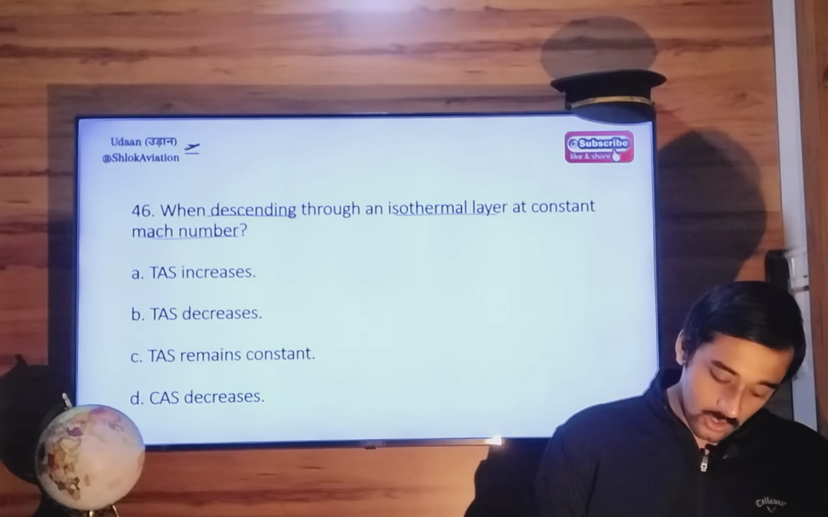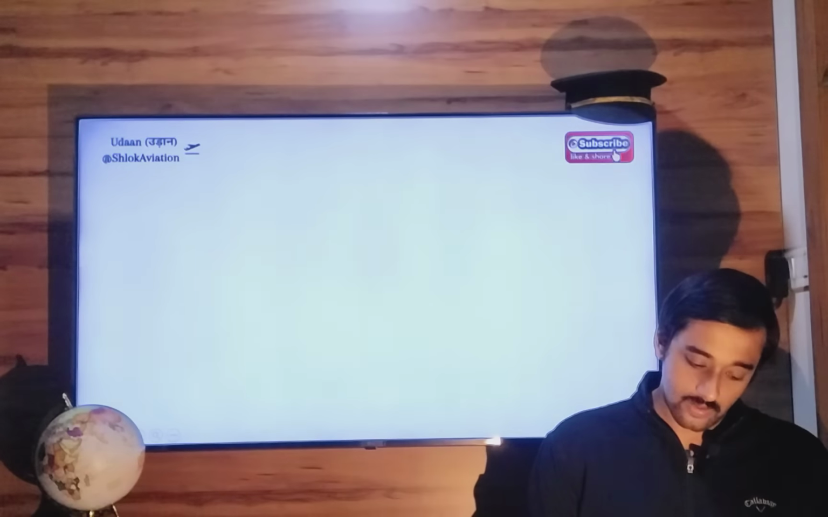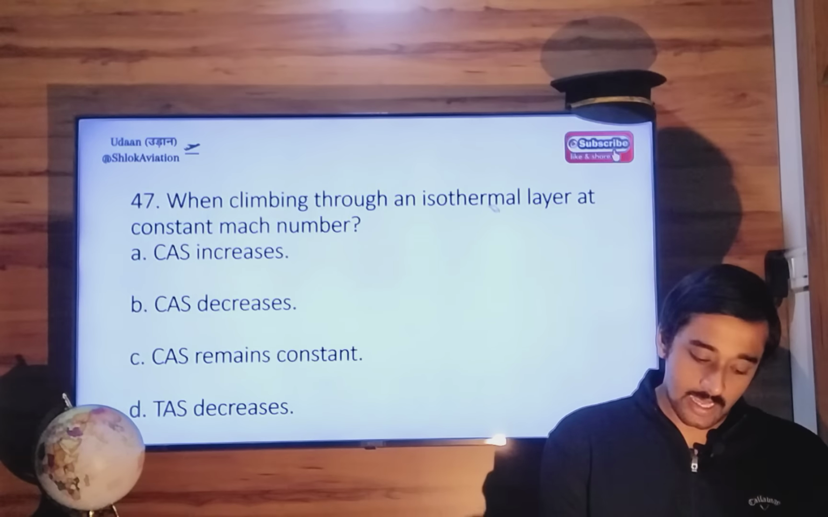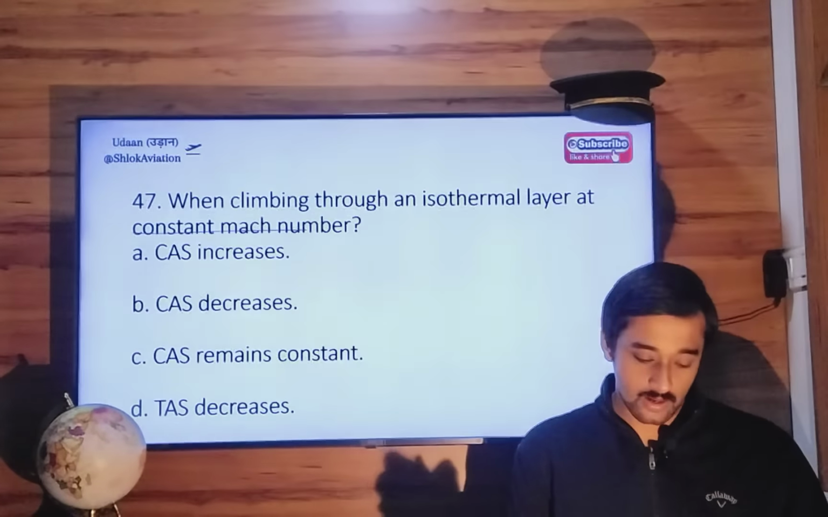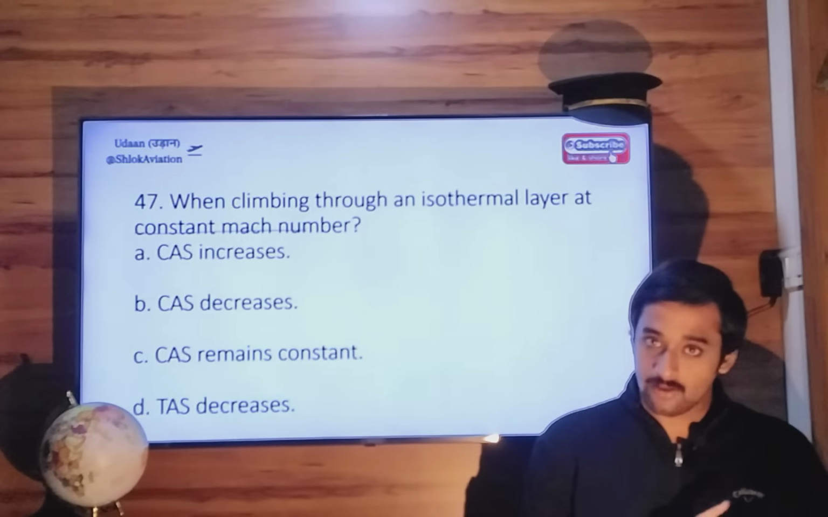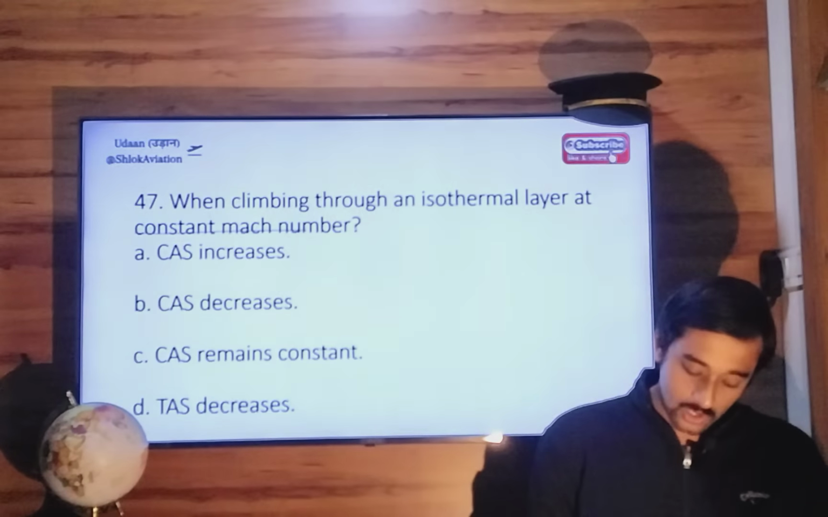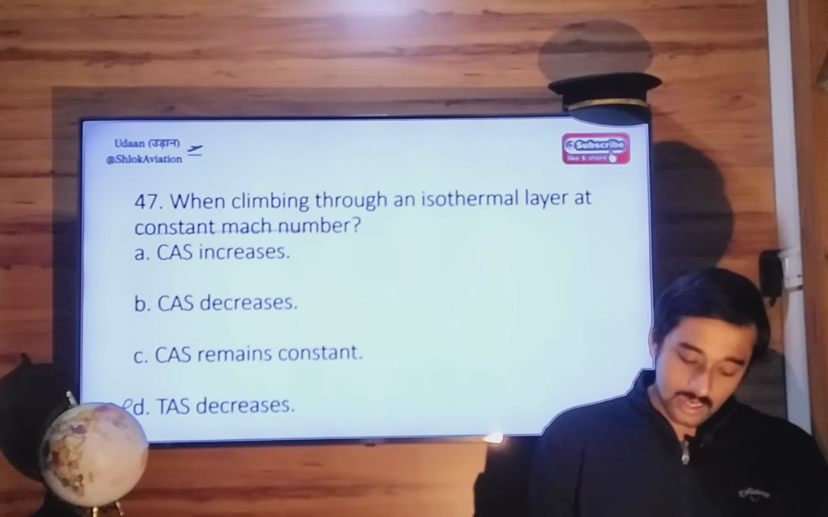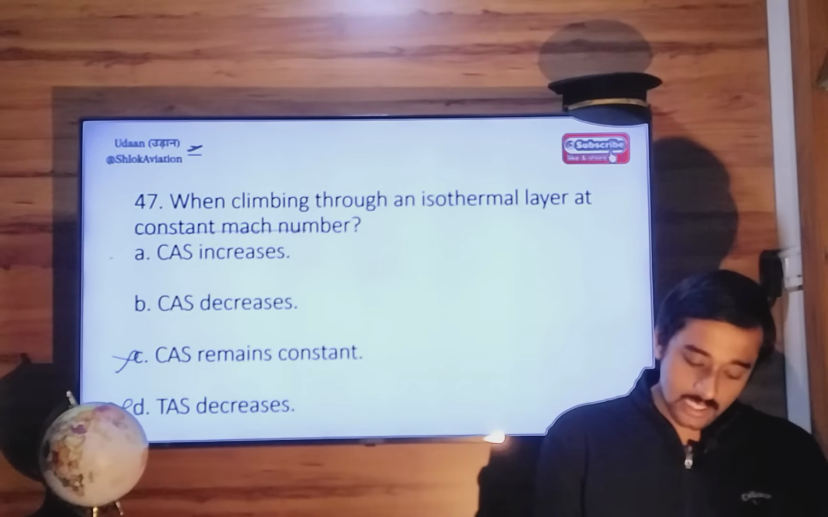Okay. So Charlie. Next. When climbing through an isothermal layer at constant Mach number. Okay. True airspeed should remain constant like we saw it before. So delta is wrong. Calibrated airspeed constant, calibrated airspeed increase.